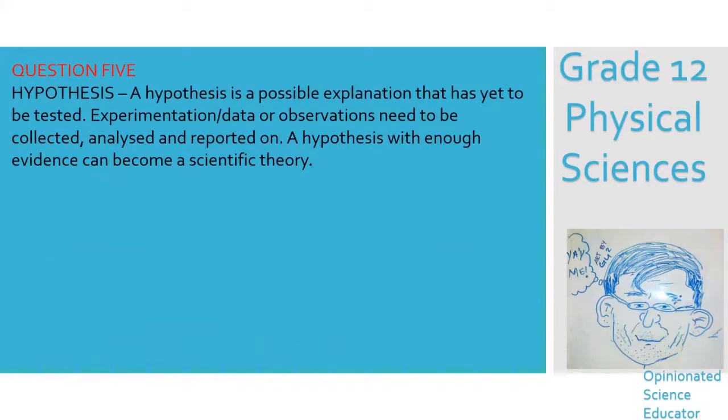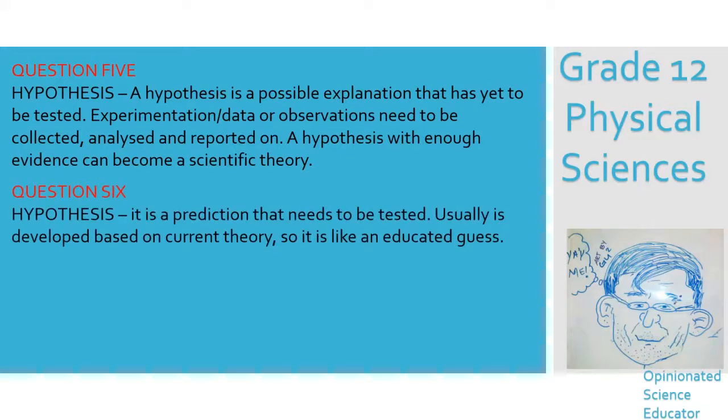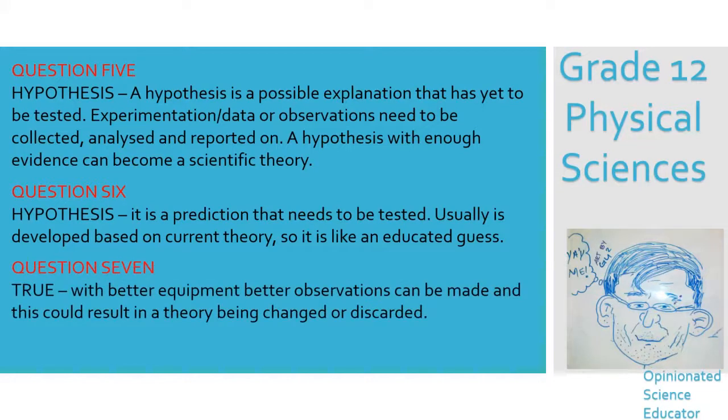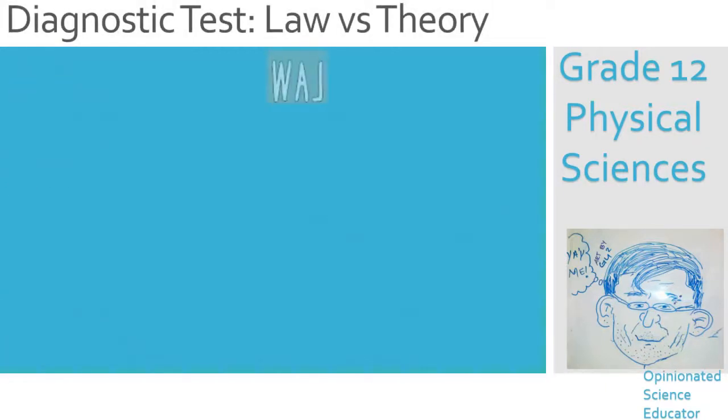Question 5, the correct answer is a hypothesis. A hypothesis is an explanation that is yet to be tested, and it's through experimentation or observation that this data is collected. A hypothesis with enough evidence can become a scientific theory. Question 6, the answer is also a hypothesis. It's a prediction that can be tested. It's often called an educated guess. Question 7 is true. With better equipment, better observations can be made, and this could result in a theory being changed or discarded. And question 8 is false. With evidence, theories and even laws do change. That is the tentative nature of science.